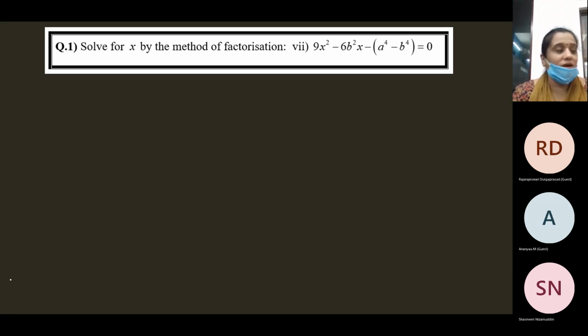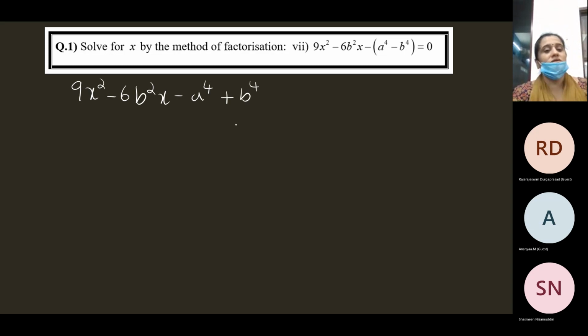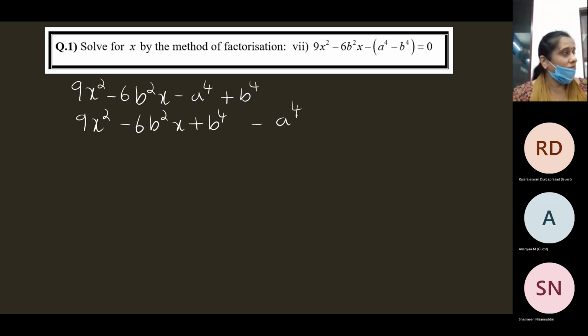Let me do it the way I think you must have done it. So this is 9x squared minus 6b squared x minus a to the power 4 plus b to the power 4. Correct? Now, what should we gather? We must gather 9x squared minus 6b squared x and plus b to the power 4 minus a to the power 4. Correct?